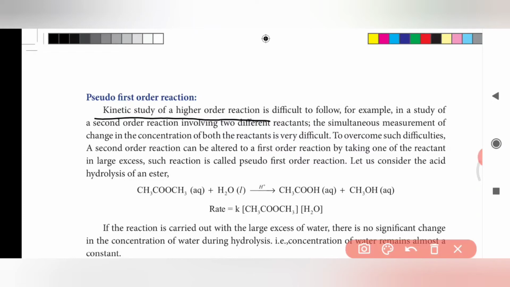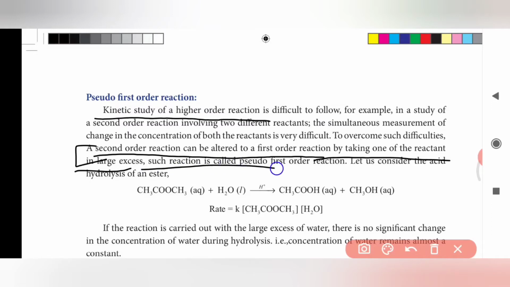To overcome such difficulty, a second order reaction can be altered to a first order reaction by taking one of the reactants in large excess. In a reaction with 2 reactants, you should take one reactant in a large quantity, then only it can be altered to a first order reaction. Such a reaction is called a pseudo first order reaction. This is an example of a pseudo first order reaction.